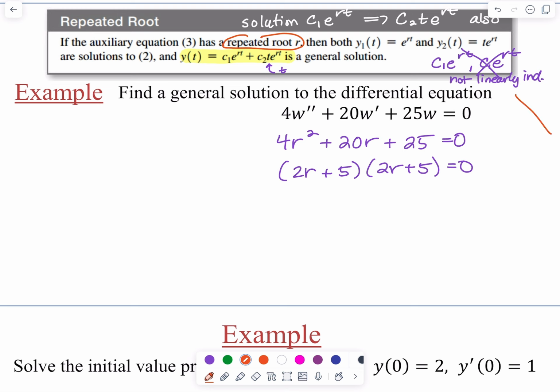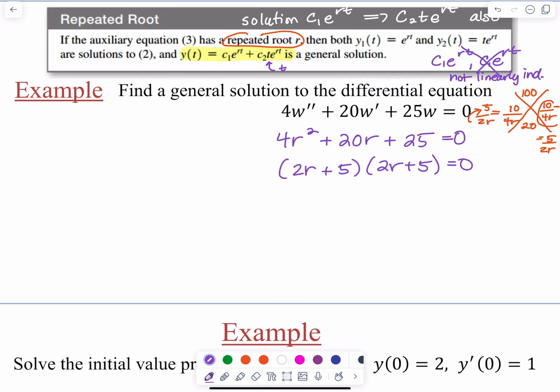And you can see that here. So we will have 100 and we will have 20. And of course, that's 10 times 10. And dividing by 4r, we can simplify as 5 over 2r. And that's where we get the 2r plus 5. And that would be the same here. That would be equal to 5 over 2r. Okay? So now, what do we have?